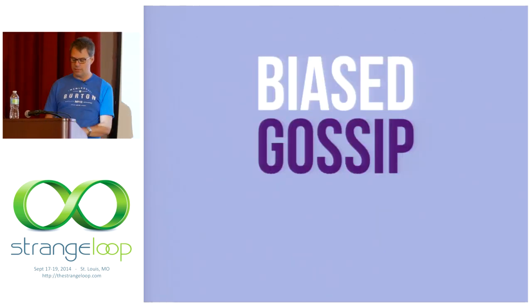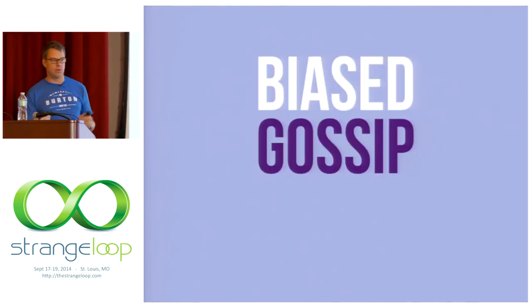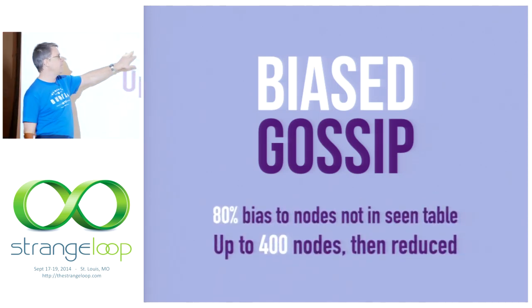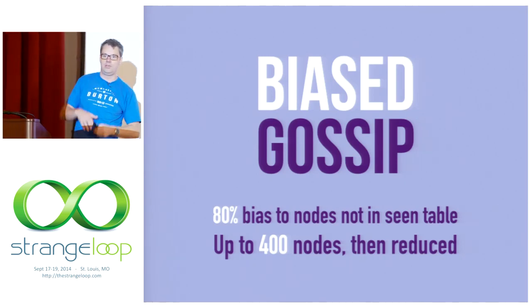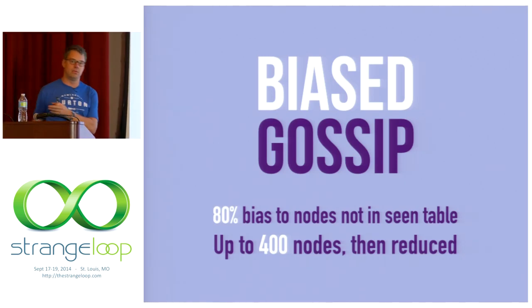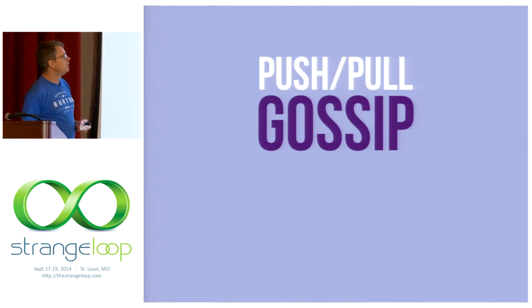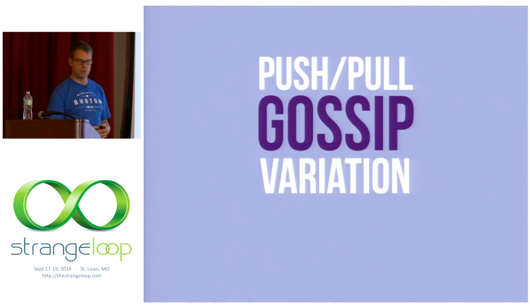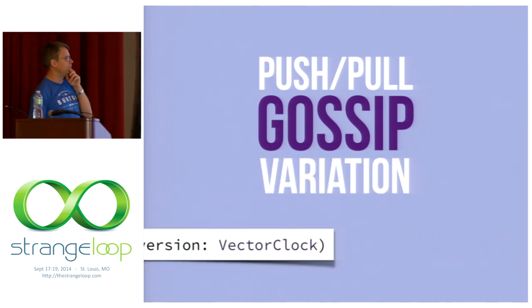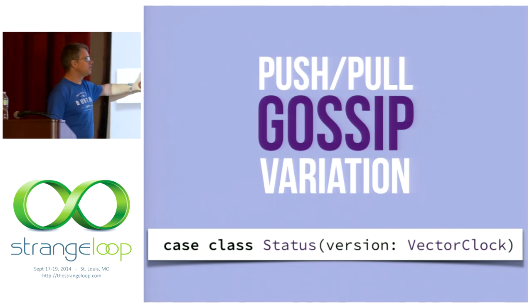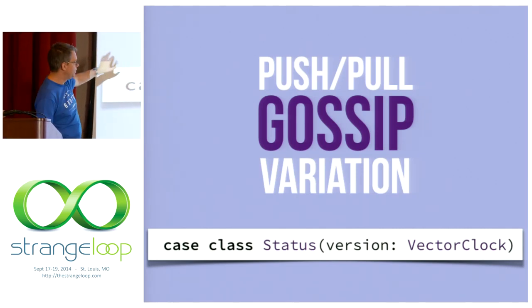And we have some optimizations to this gossiping. For example, one thing is called biased gossip. That means that we have an 80% bias toward nodes not in the seen table if we don't have convergence. We check who's likely the laggards, and then we try to gossip to them. Another optimization is what we call push-pull gossip, which is sort of a variation of it. We haven't implemented it fully yet because we haven't had the real need, but it's a simple way of doing push-pull gossip.